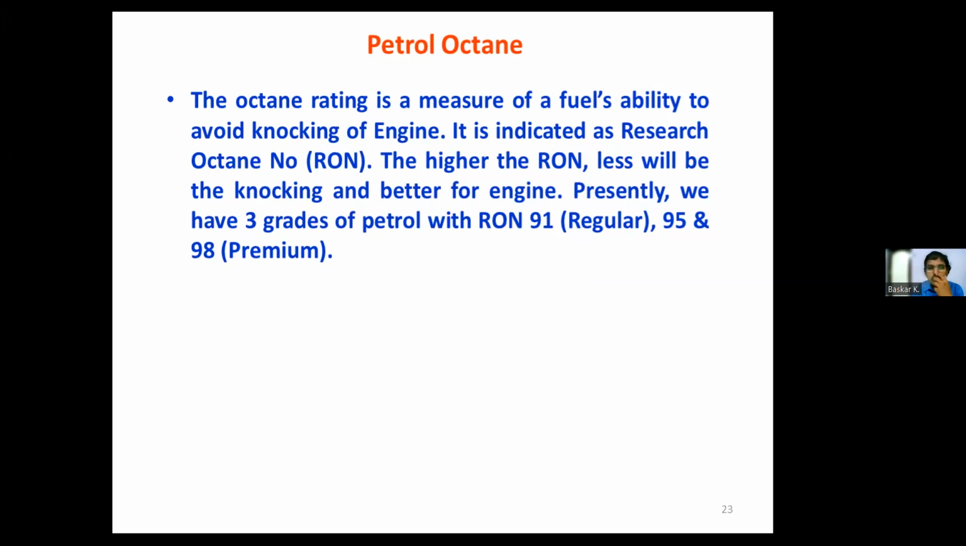You can see that. And presently we have 3 grades of petrol, with RON 91 regular, which is normally used in our bikes and other vehicles. And there are special vehicles designed for 95 and 98 octane. And in some of the foreign countries, we have vehicles which require 100 octane. You can see the rates and prices.